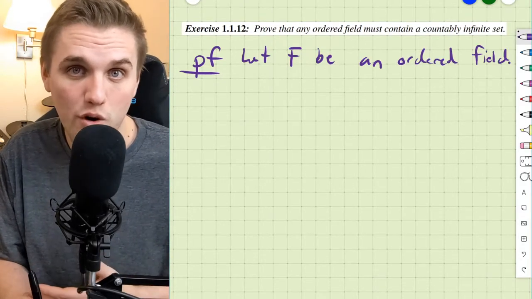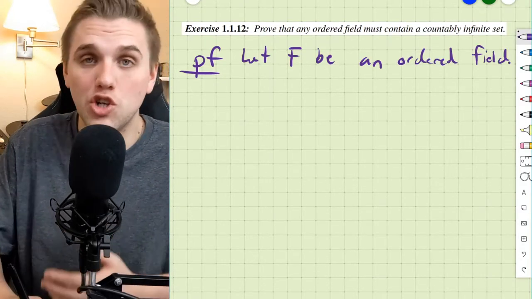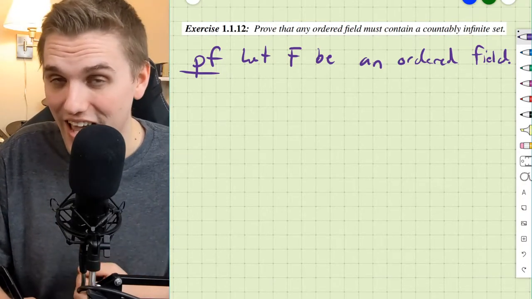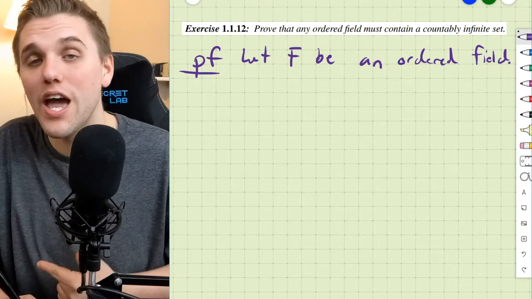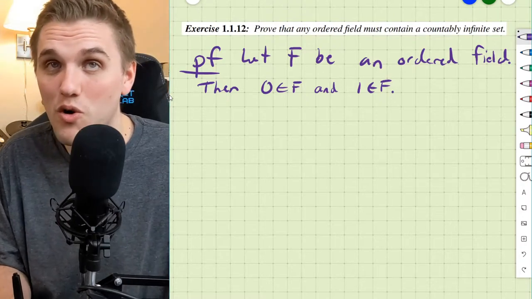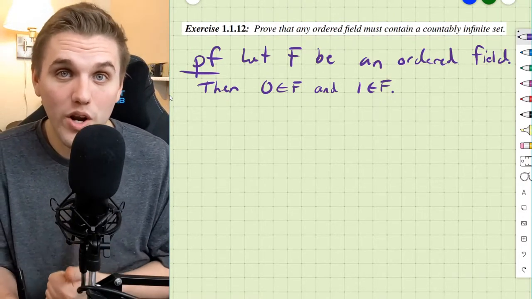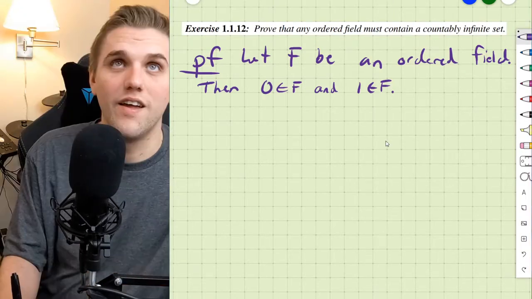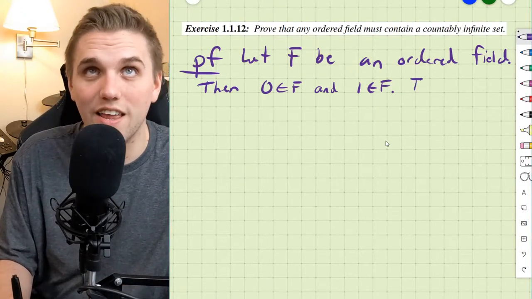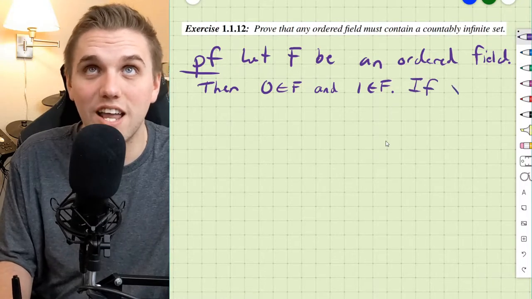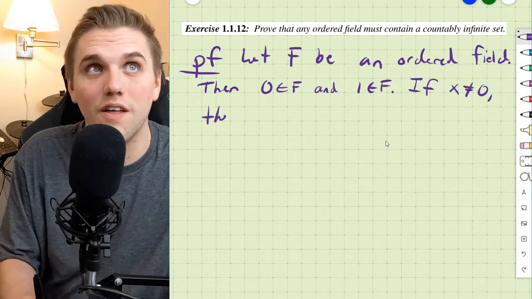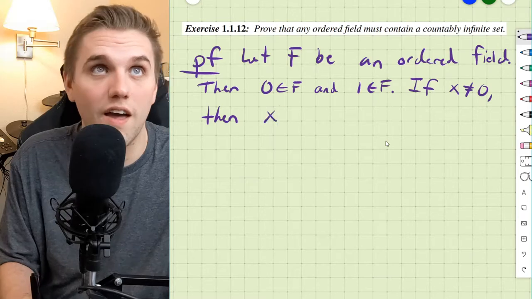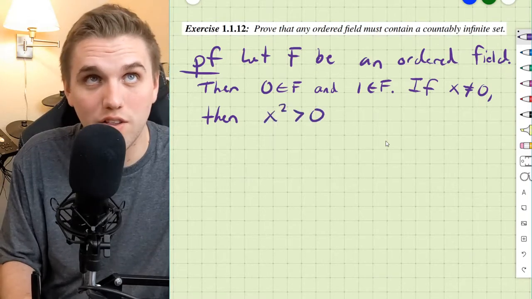Now since F is an ordered field, that means I have two distinct elements, 0 and 1. Since F is an ordered field, either 0 and 1 are the same, or 0 is less than 1, or 1 is less than 0. Now I want to mention that if X does not equal 0, then X squared is greater than 0.